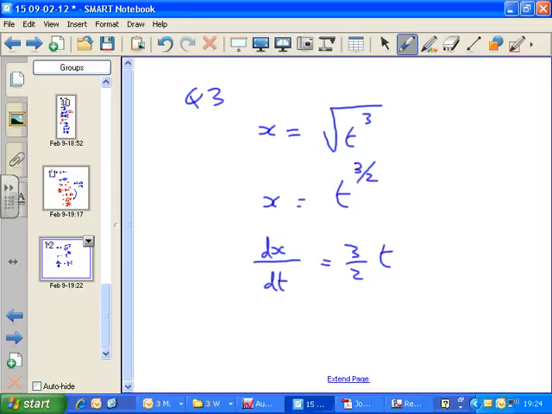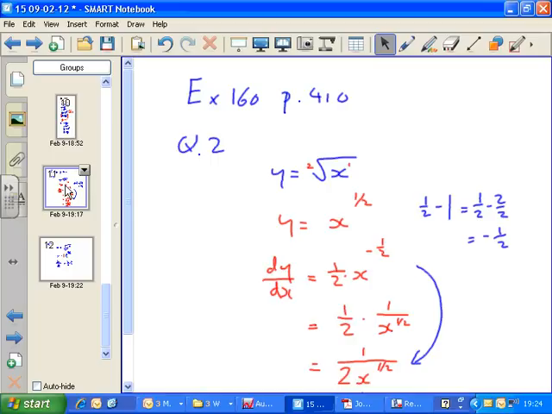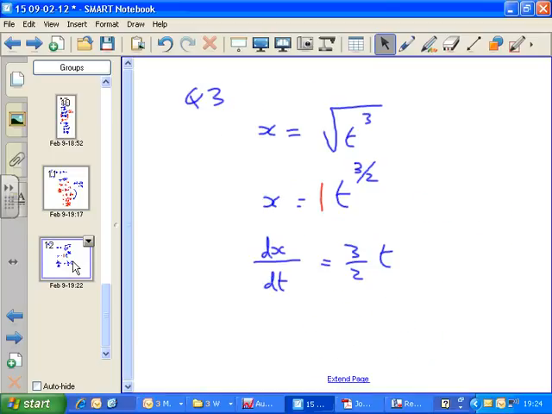Power down times by the number in front. That's what the rule tells me to do here, John. No number in front, it's a 1. It is like the last one. That's exactly what I did on the last one. I brought the power down and times it by the number in front, half. Brought the power down, times it by the number in front, 3 over 2.